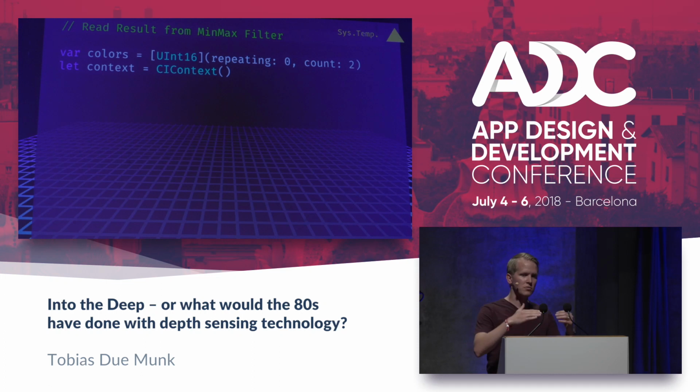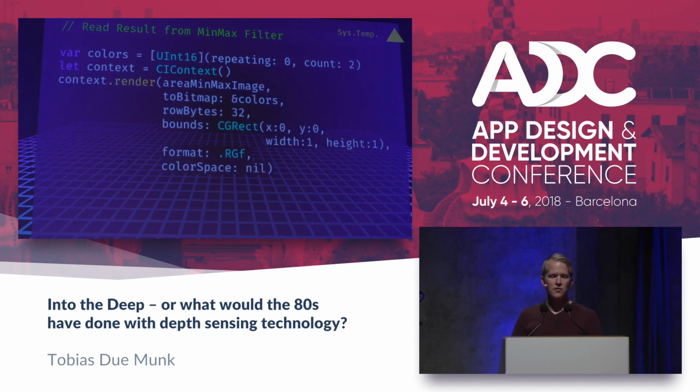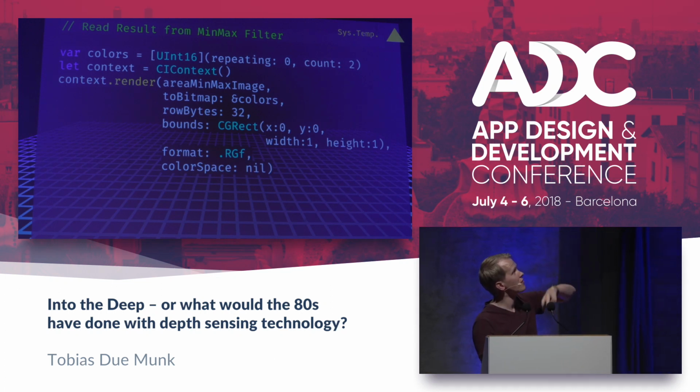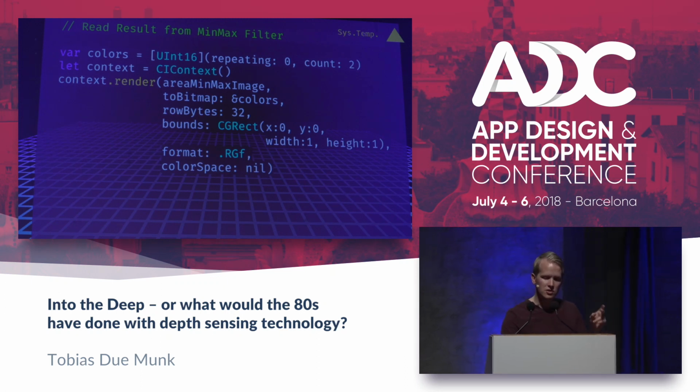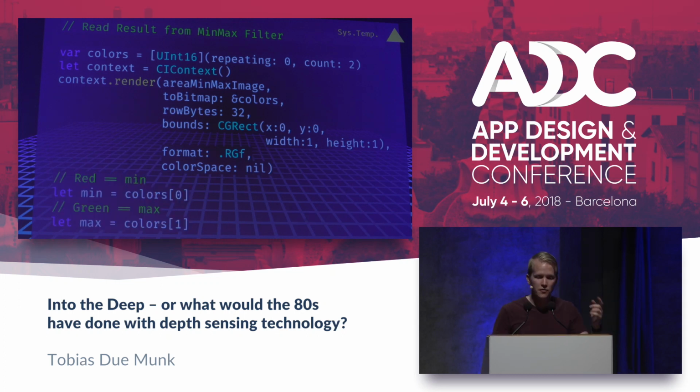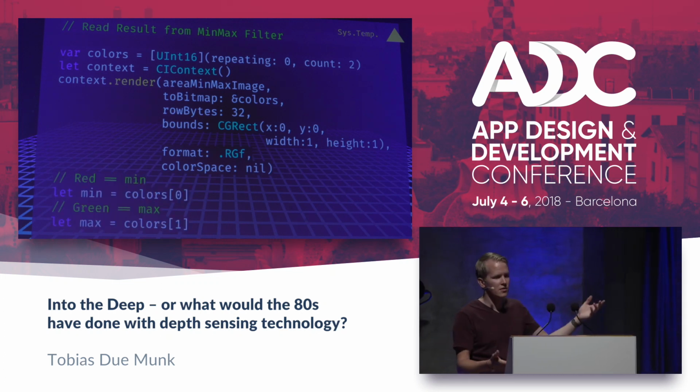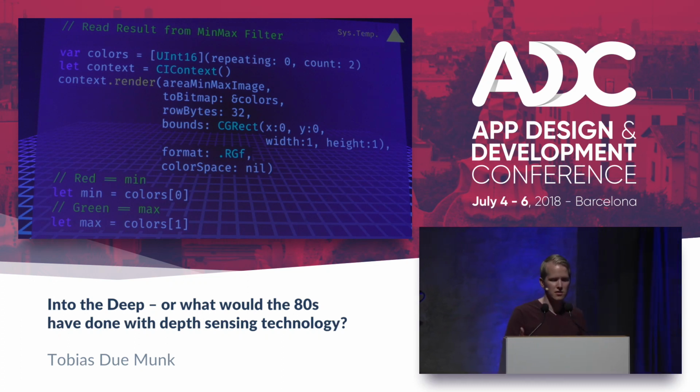So what we're doing here is that we're rendering the 1-by-1 pixel image using a CIContext into an array. The format of the array, as you can see, is RGF, meaning that it's red and green. So each pixel contains 2 values, one for red and one for green. And the first value means minimum, and the second value means maximum. So red min, green max. Kind of strange. Need to unpack things.